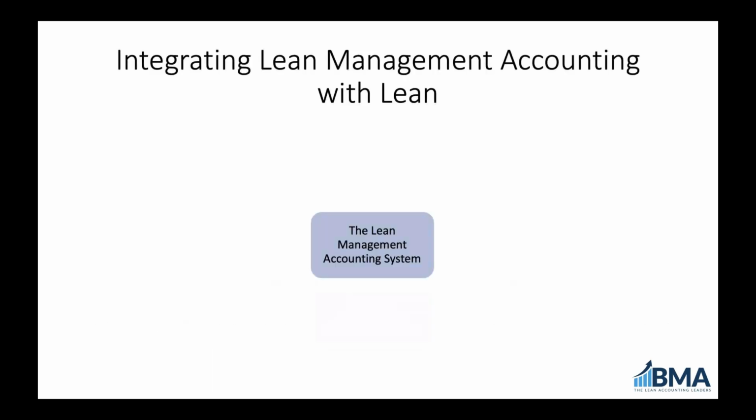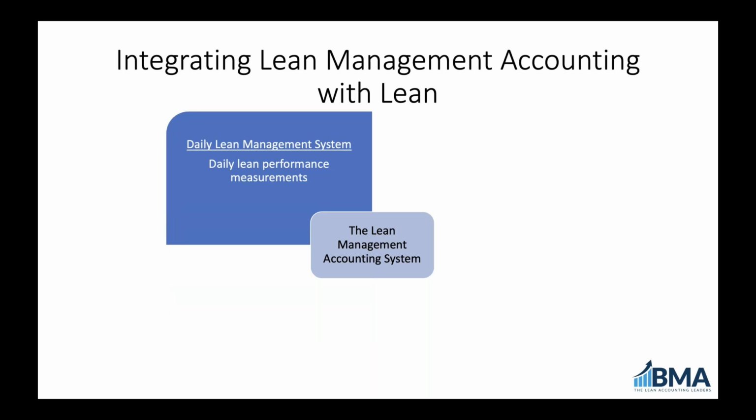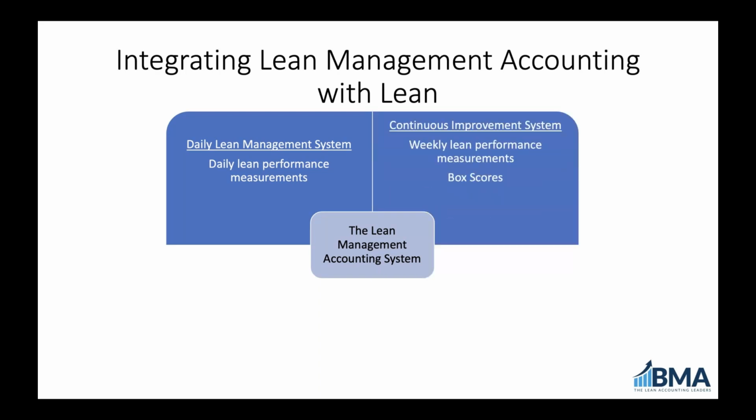So let's go back to the lean system. We talked about 4 basic components. In daily lean management, you want to deploy daily lean performance measurements, which are going to be used in stability and control. In the continuous improvement system, you want to use your weekly lean performance measurements and your box scores in all your continuous improvement activities.